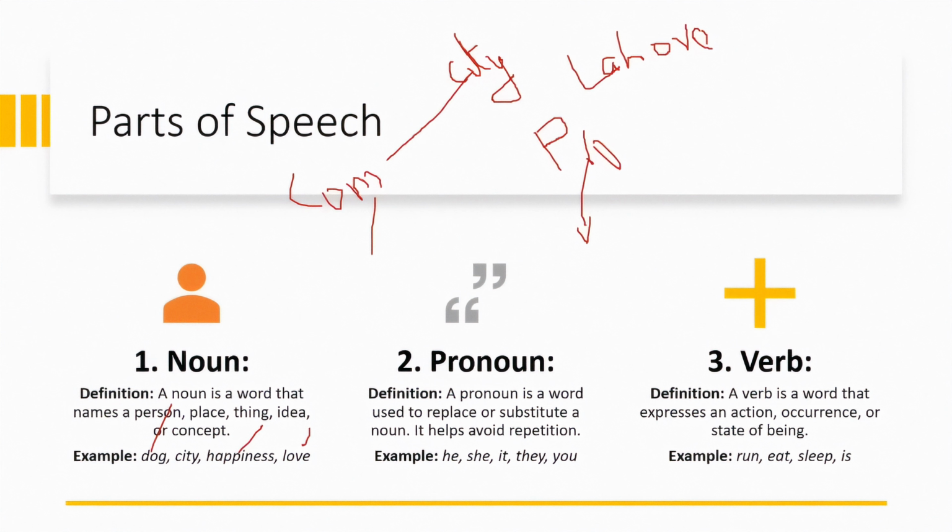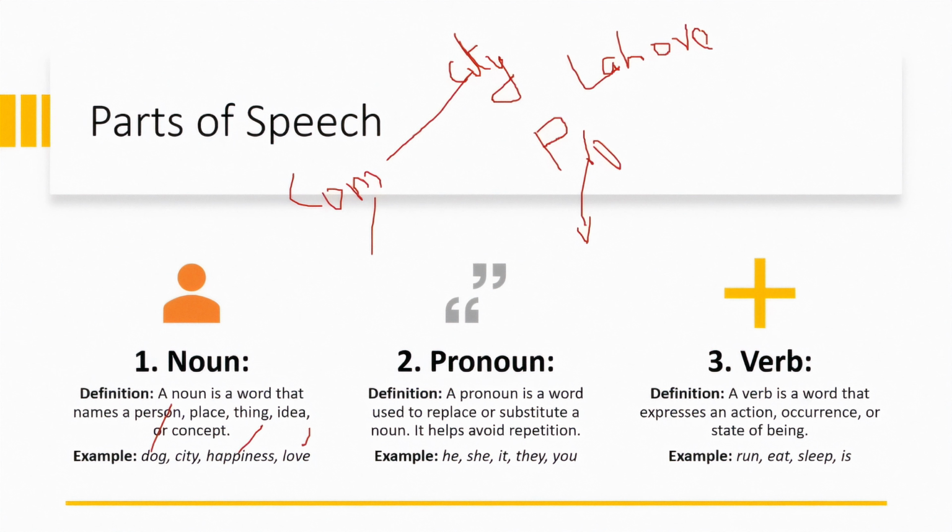Similarly, if you say country, you wouldn't have a specific image in mind. This would be a common noun. If you say Pakistan, Australia, or America, you have a specific picture or image in mind.